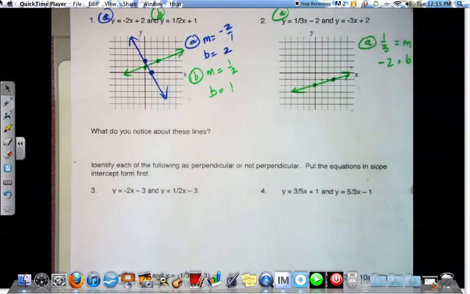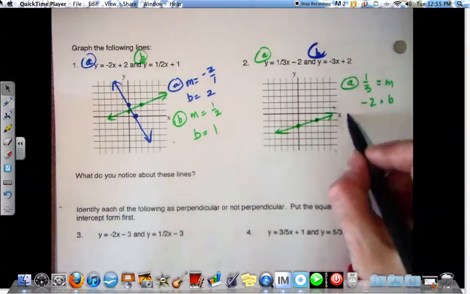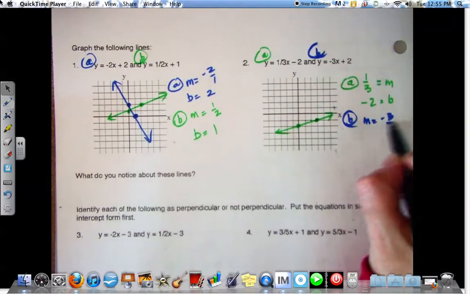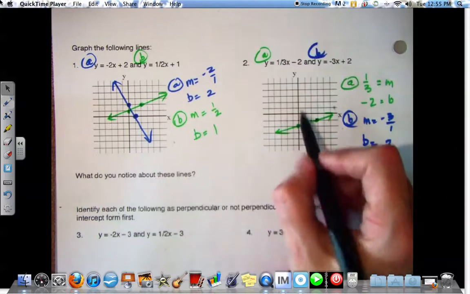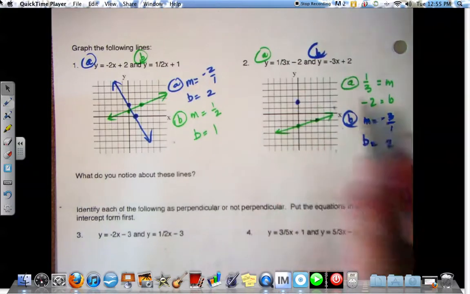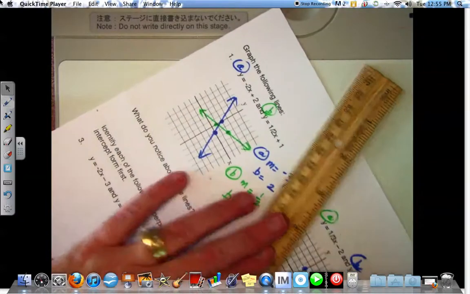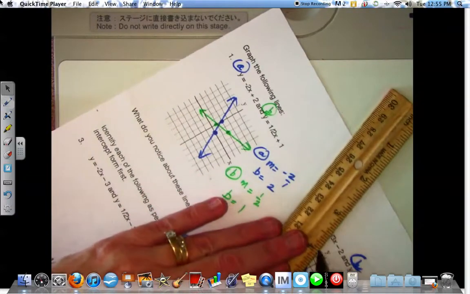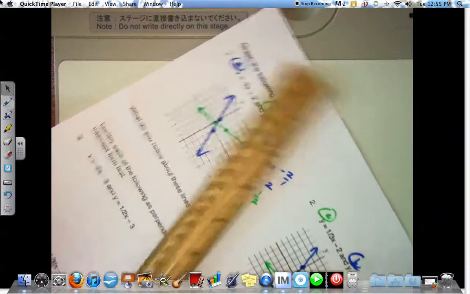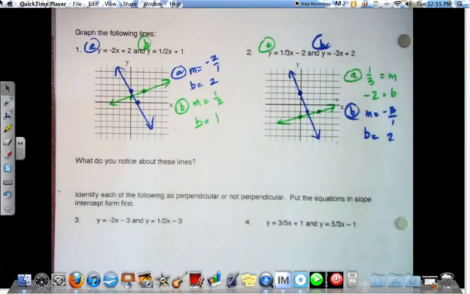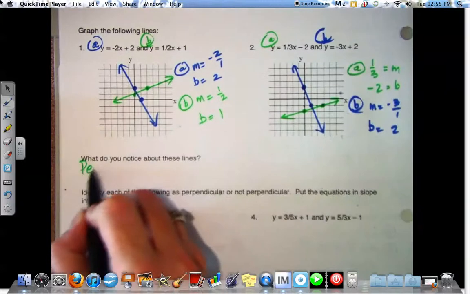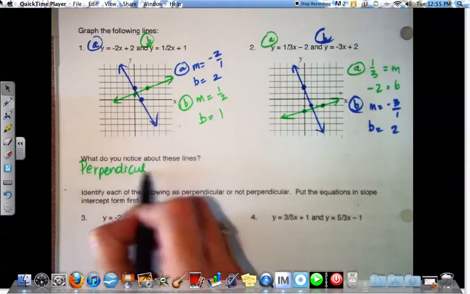In the second equation, and the y-intercept, so what do you notice about the lines? Perpendicular, they are intersecting. They are what we call perpendicular. What does it mean to be perpendicular?